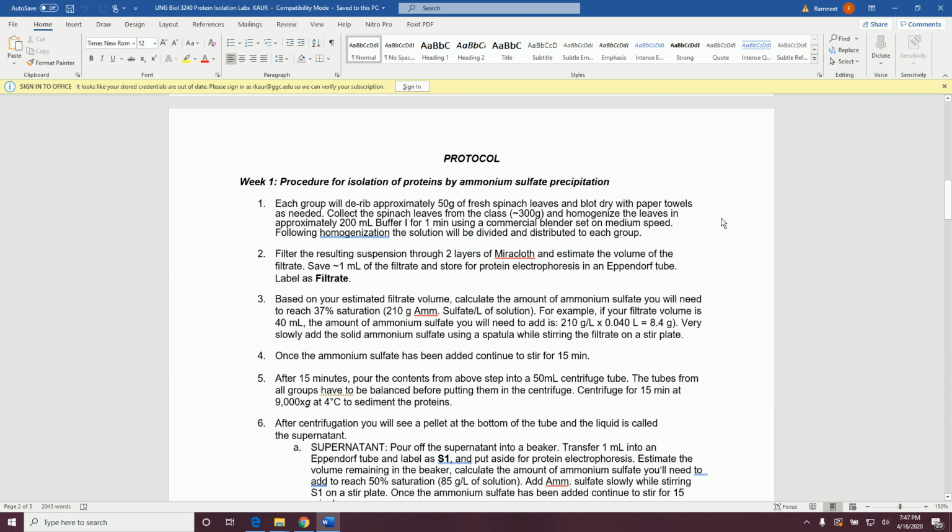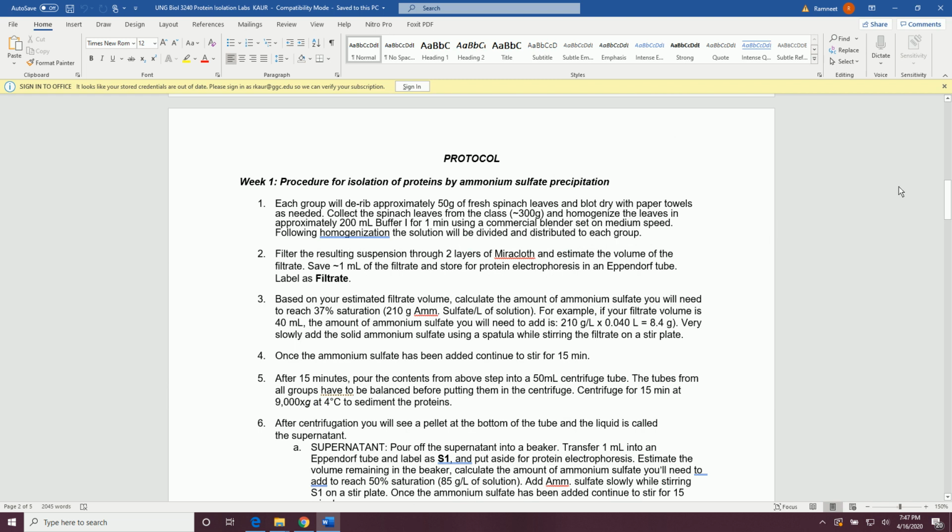And then you would have filtered this spinach smoothie through this Miracloth, and then you would have collected the filtrate, and you would have saved some filtrate on ice. We will be collecting all the fractions during the experiment because we will be required to run all these fractions on the gel during last week.